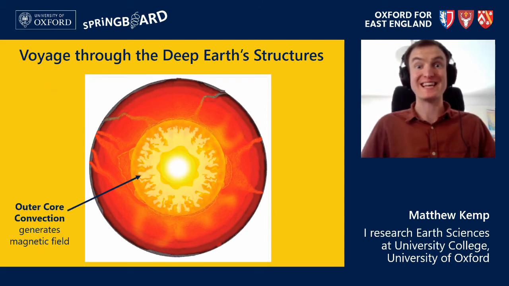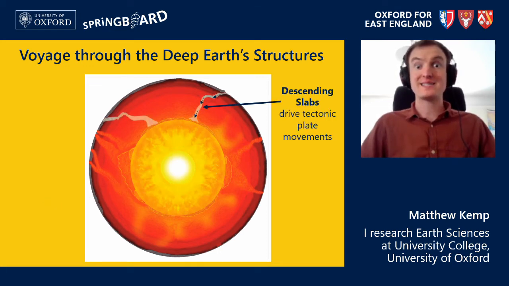We then have the liquid iron outer core, and this is convecting, so it's sloshing around, and this actually generates the magnetic field that we can use on our compasses to try and find our way around, but it also protects us from charged solar radiation, which is really important for the development of life. Let's now hop up to the surface of the Earth.